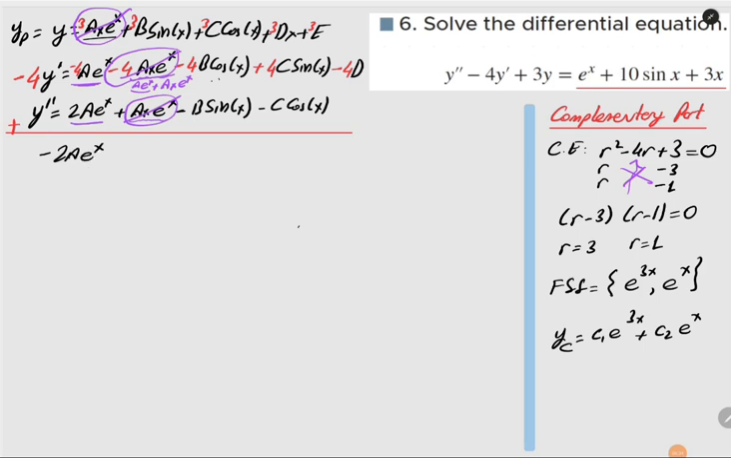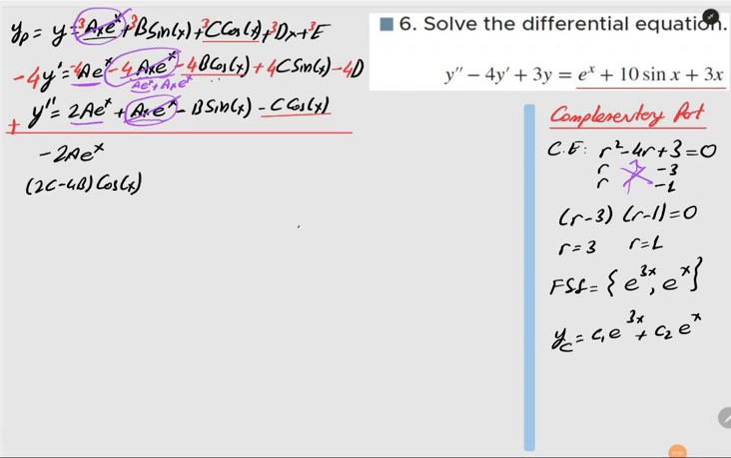All right, what about cosine terms? Let's see. We have 3c cosine x, minus 4b cosine x, and minus c cosine x. 3c minus c makes 2c. So the conclusion is 2c minus 4b cosine x.